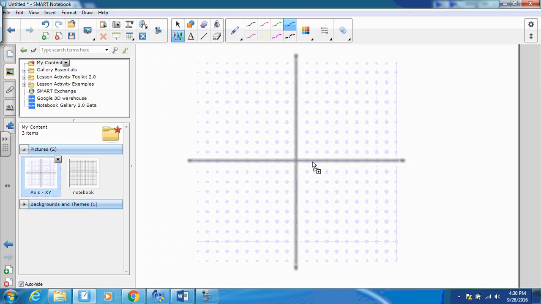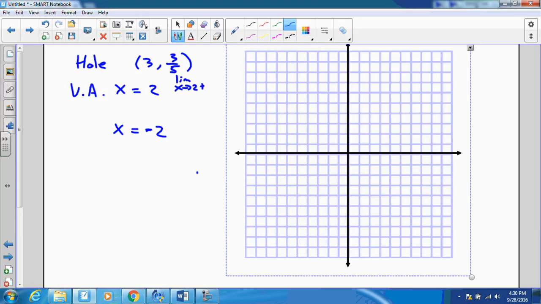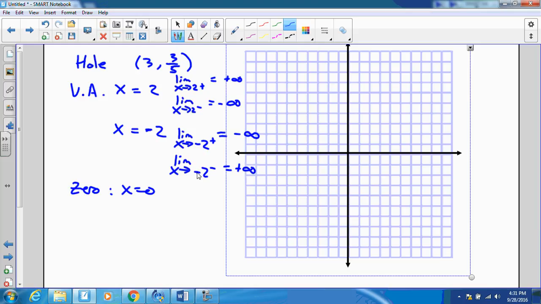So let's summarize all the information that we got about our function and get ready to graph it. We found, first of all, that there was a hole at x equals 3, y equals 3/5. We found that there were vertical asymptotes at x equals 2 and x equals negative 2. We found that the limit as x goes to 2 from the right was equal to positive infinity. The limit as x goes to 2 from the left was equal to negative infinity. We found that the limit as x goes to negative 2 from the right was negative infinity. And the limit as x goes to negative 2 from the left was positive infinity. Finally, we found that we had a 0 at x equals 0.